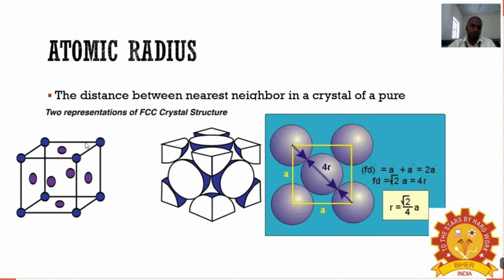Next, we are going to talk about atomic radius. Generally, atomic radius is defined as the distance between the central nucleus and the outermost orbital of an atom. We cannot directly calculate atomic radius using any measuring technique, because atoms are very tiny particles. We cannot directly measure it. That's why we use some other techniques.